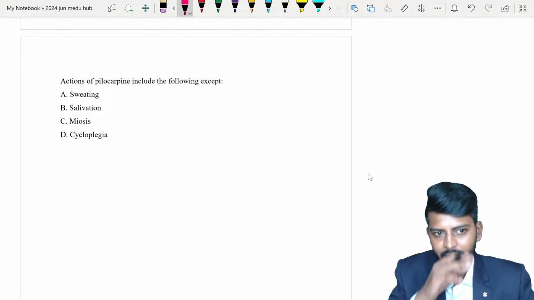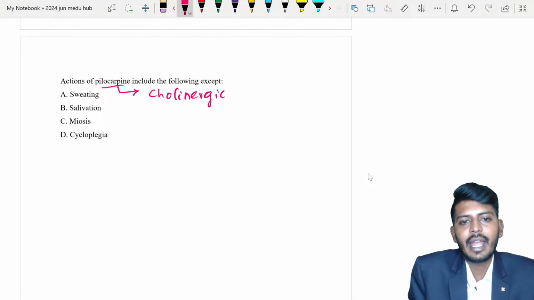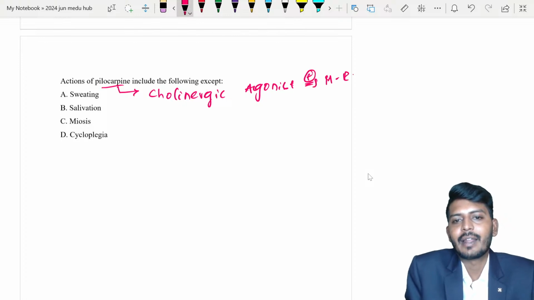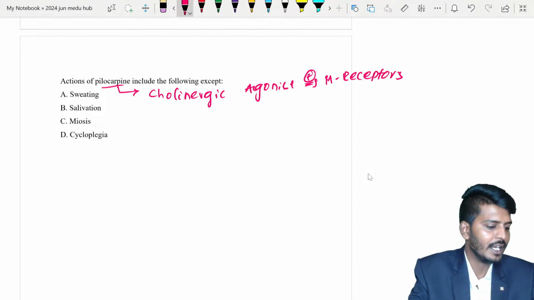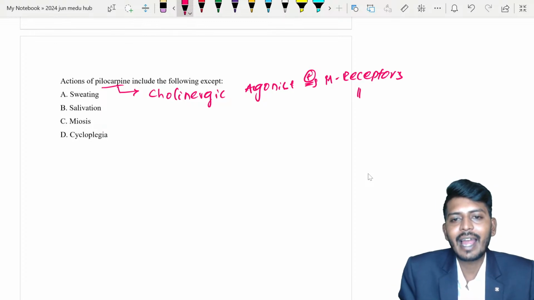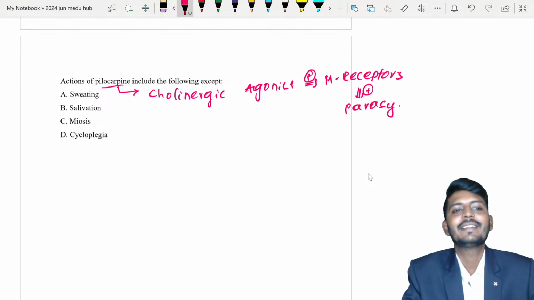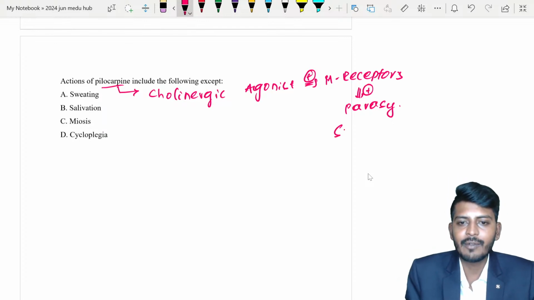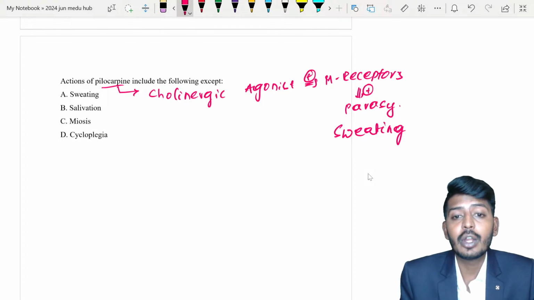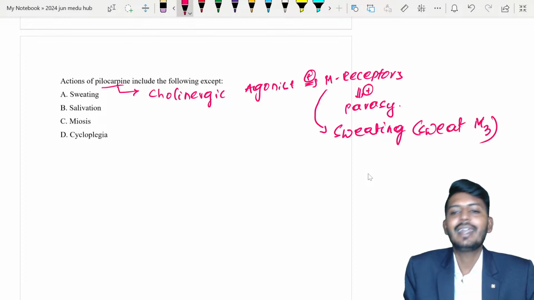चलिए, so step by step breakdown करते हैं. Pilocarpine is a type of cholinergic agonist. So a cholinergic agonist which will stimulate which receptor? M receptors only. It is a cholinomimetic. If M receptors are activated, they will activate the parasympathetic activity. So if the parasympathetic nervous system is active, what will happen? Sweating will occur. Sweating will occur because of M cholinoreceptor activation, because in the sweat gland, M3 receptors are located. This is an exceptional case.